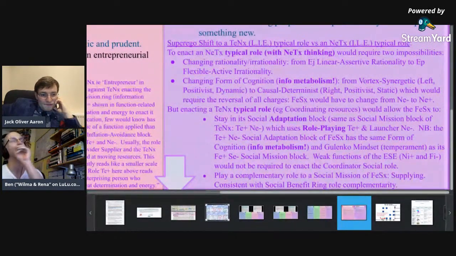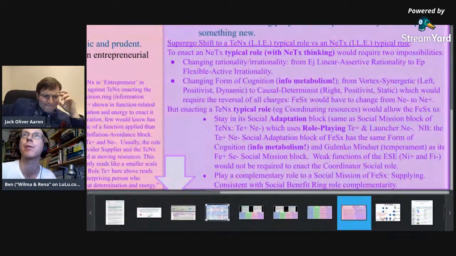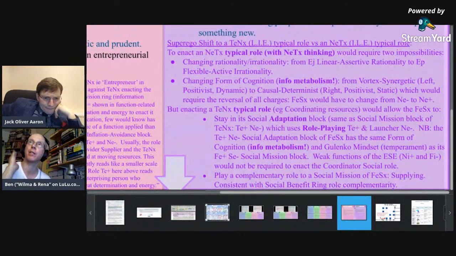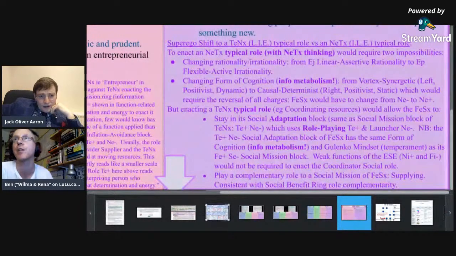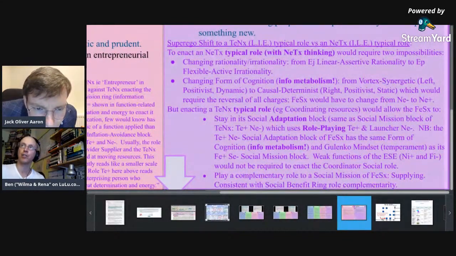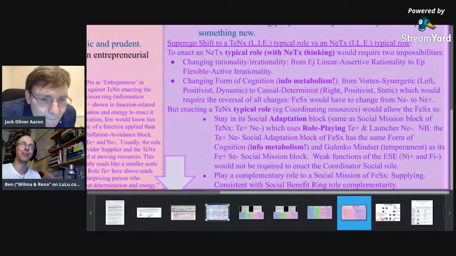No, but this is where I have some TI reasoning for you as well, based on things that you accept. About what would happen to enact this for ESE: to enact ILE typical role with ILE thinking would require two impossibilities: changing rationality irrationality from EJ linear assertive rationality to EP flexible active irrationality, and changing form of cognition, infometabolism, from vortex synergetic, left positivist dynamic to causal determinist, right positive static, which would require a reversal of all charges. FEX would have to change charges, but when it would act, say, like the superego, it doesn't have to change the form of cognition, and it doesn't have to change the Gulenko temperament.